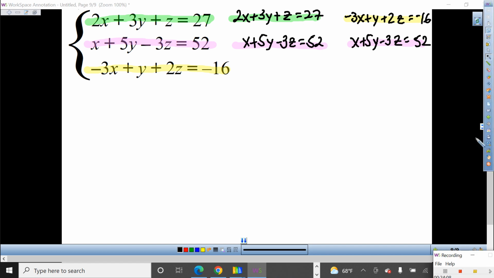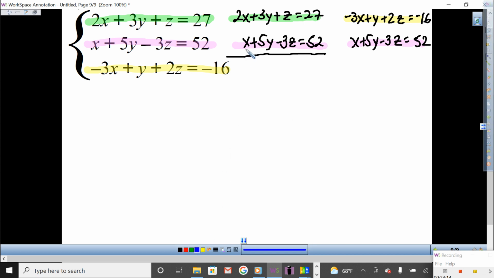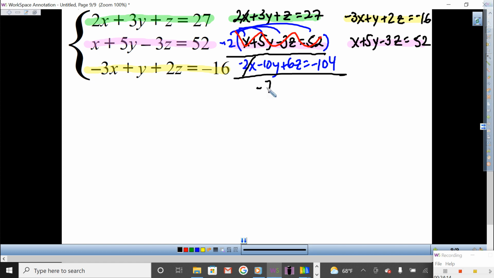All right, so Maritza's going to enlighten us in regards to the first two. What did you do to eliminate x, Maritza? Multiply the bottom one times negative 2. So this becomes negative 2x, negative 10y, positive 6z, negative 104. Is that correct? Okay. So we don't need this one anymore. Let's see. 2x minus 2x eliminate. We're left with negative 7y plus 7z equals negative 104 and 27, that's negative 77.